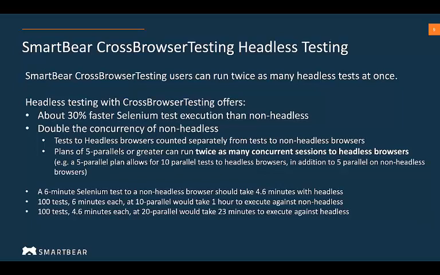Specifically, the way we have implemented headless testing is we allow any user with at least a 5 parallel plan to run twice as many headless tests as their plan allows for non-headless tests. So a 5 parallel plan can run 10 parallel tests against headless browsers in addition to the 5 parallel they get on non-headless browsers.